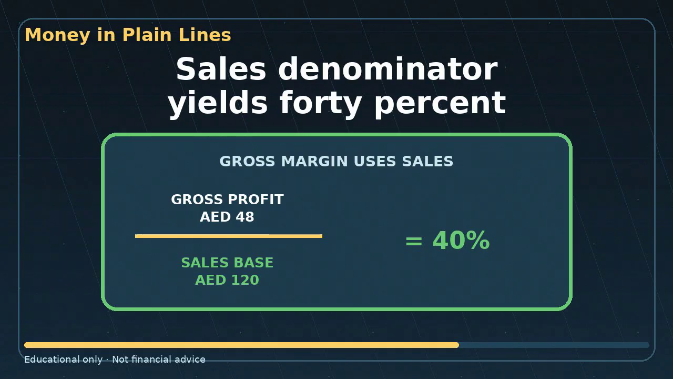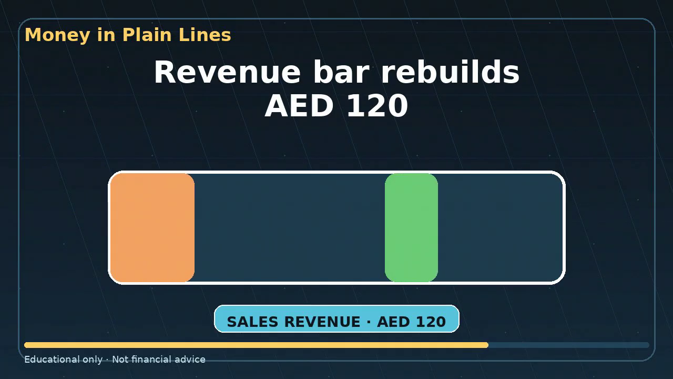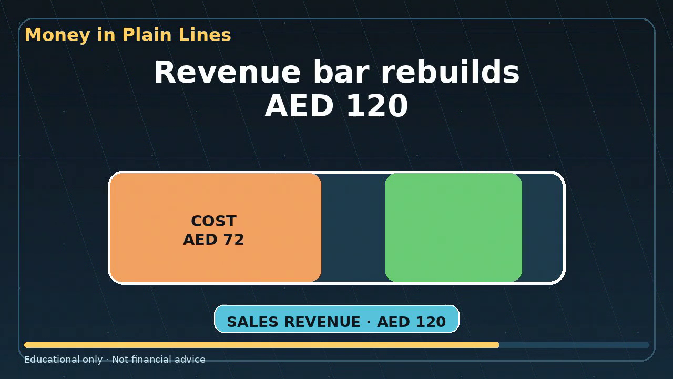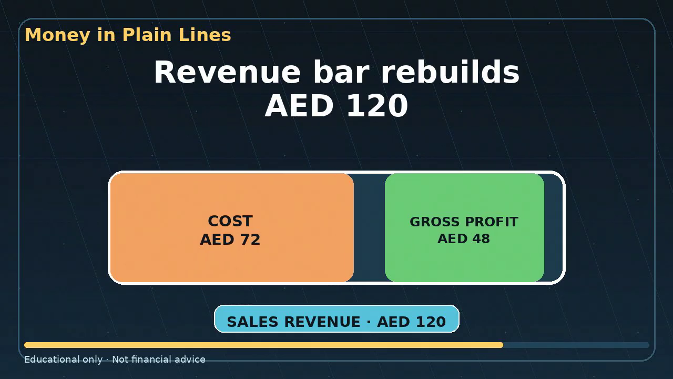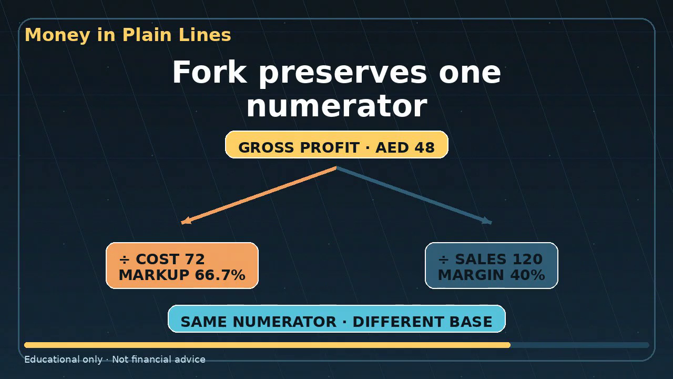The relationship can also be checked from the cost side. AED 120 divided by AED 72 is about 1.667. Multiplying AED 72 by that factor gives approximately AED 120. The tiny rounding difference comes from shortening the repeating decimal. This rebuild shows how a 66.7% markup means the selling price is about 166.7% of cost, not that gross margin is 66.7%.